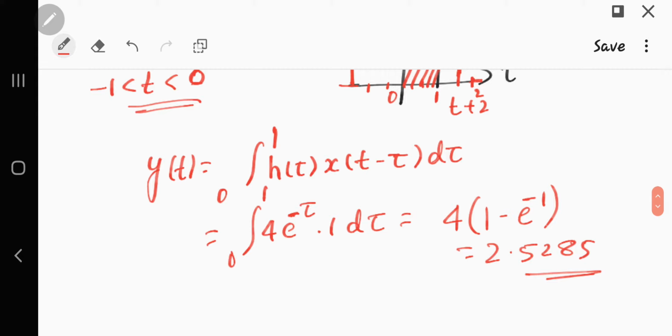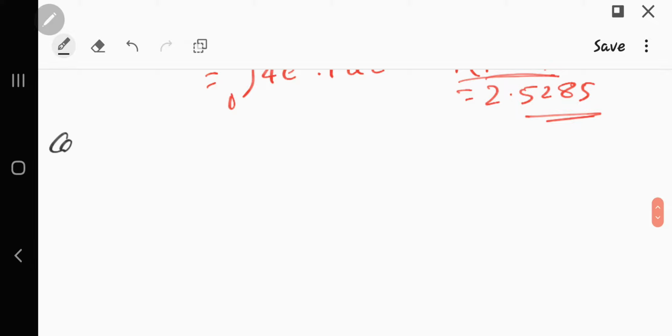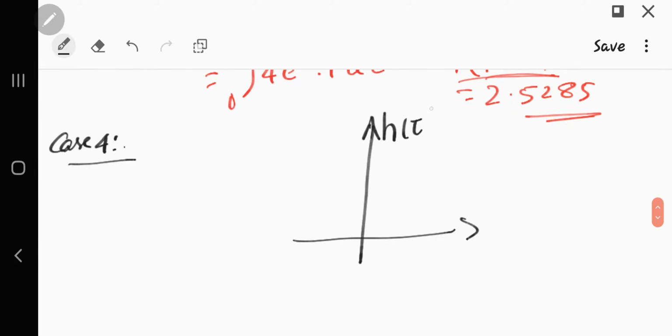So this is from 0 to 1 of 4 e to the power of minus 1. You can keep this as the answer or you can simplify this by finding the value of e to the power of minus 1 and multiplying, so 1 minus this value multiplied by 4 gives you 2.5285. So this is the next case, and go to case 4. So here I will just extend this a little bit.